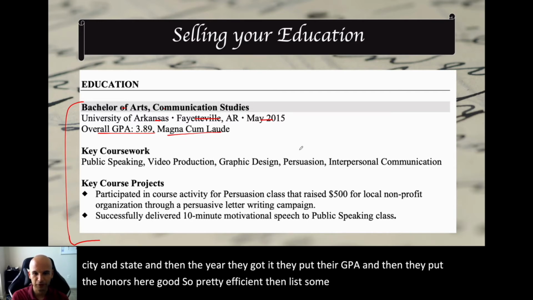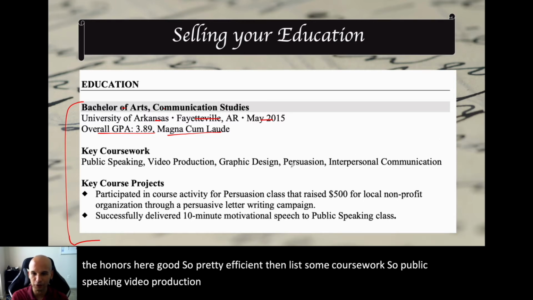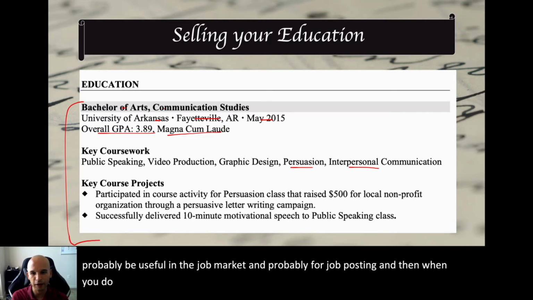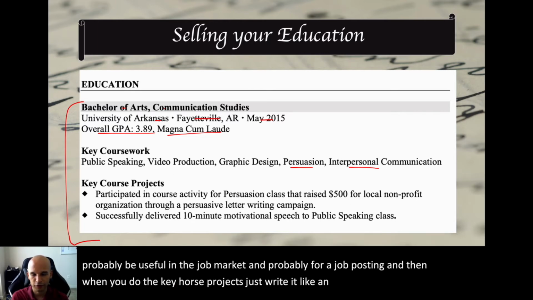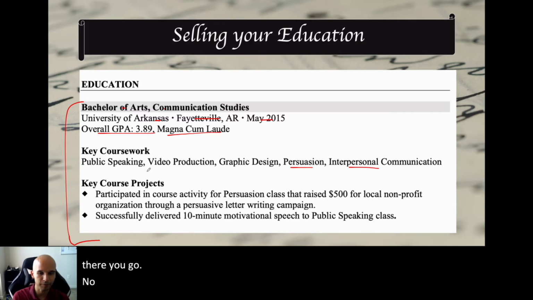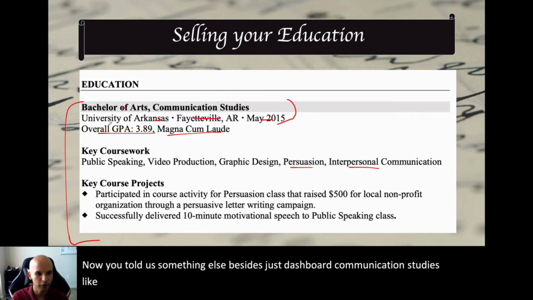So public speaking, video production, graphic design, all of these are skills that would probably be useful in the job market and probably for a job posting. And then when you do the key course projects, just write it like an accomplishment statement, and then just say what it is and why it was significant. And there you go. Now you told us something else besides just Bachelor of Arts, Communication Studies. Instead of doing the two-liner, you did all of these things, and it's all valuable stuff.